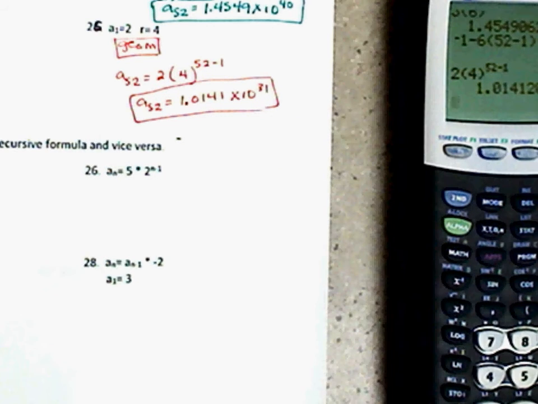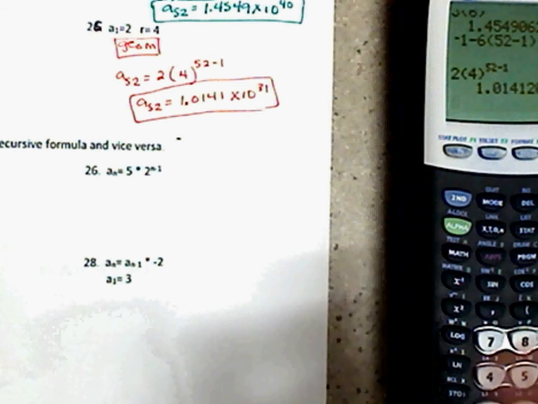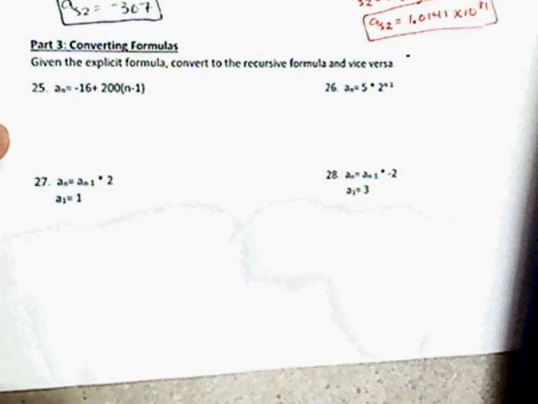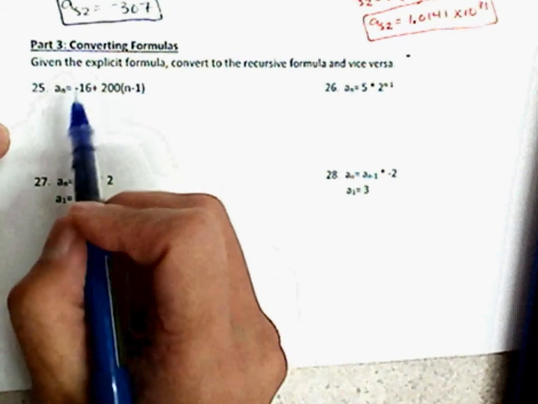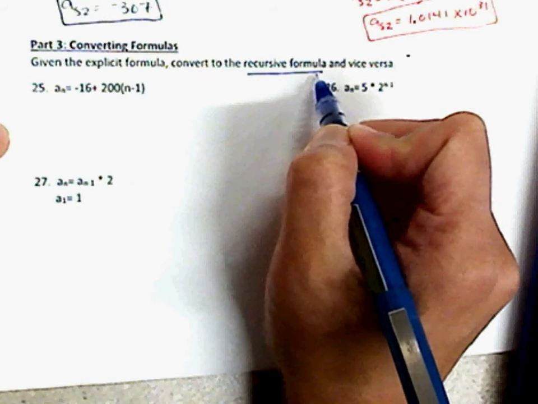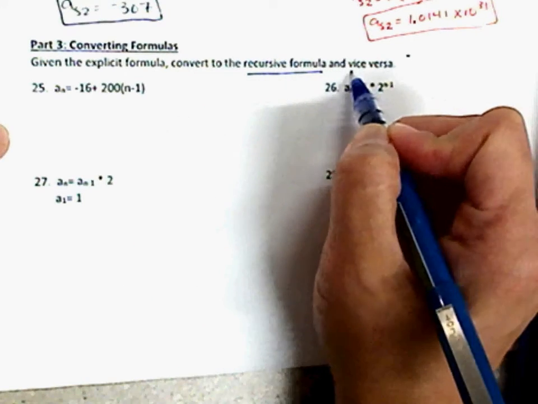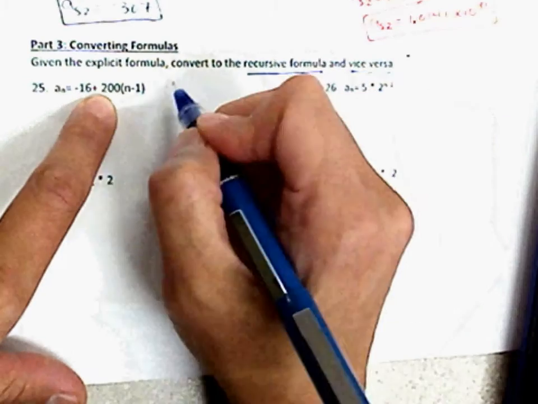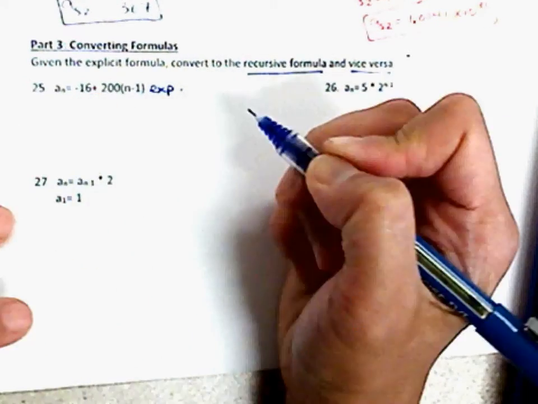So there you have part 3 sequences. Let's go to part 3, converting formulas. It says, given the explicit formula, convert to the recursive formula. Or if it gives you the recursive, give me the explicit. So if you look at this right here, this is an explicit formula. So I want you to rewrite it in recursive.